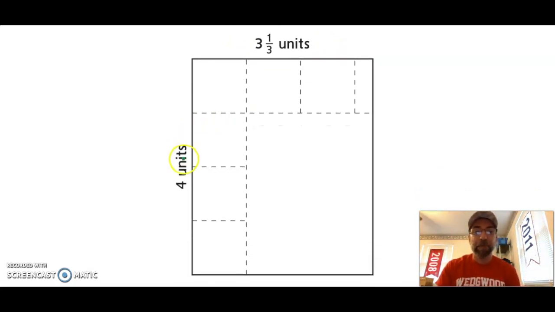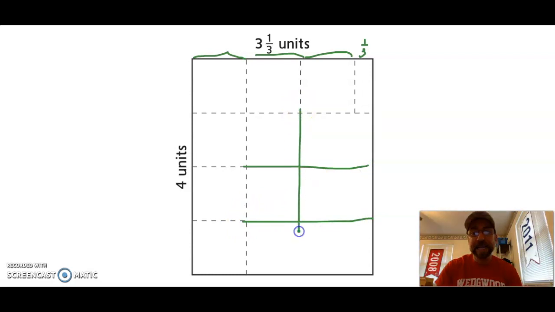Rectangle D. 4 units and 3 1/3 units. Here's 1 unit. Here's 2. Here's 3. And this unit here is 1/3. Now the first thing I want to do is I want to finish drawing my squares. So I want to draw those squares and make them nice and neat so that I can see how many squares I have.